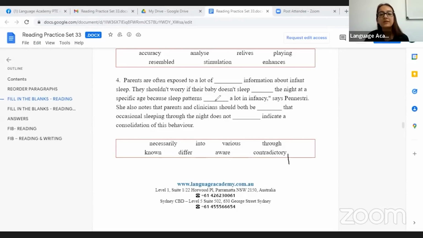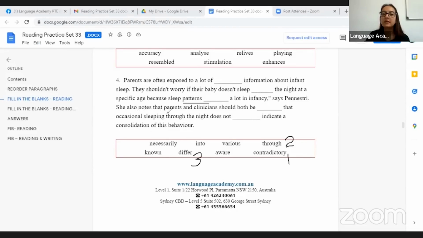They shouldn't worry if the baby doesn't sleep dash the night. So we only have one preposition given. Into the night is not possible. So we'll say through the night, because night would be a period of time. So we'll say through the night at a specific age, because sleep patterns dash a lot in infancy. So patterns is plural, so we need a verb without s. Sleep patterns differ a lot in infancy.